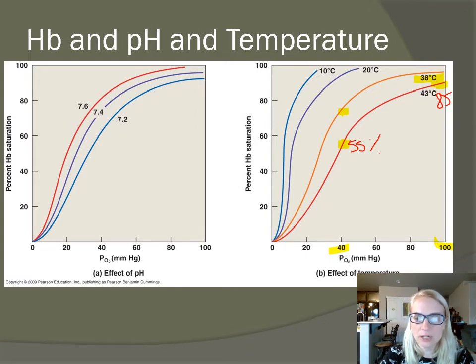And then if we take a look at our cold temperatures, 20 degrees is pretty darn cold. We reach 100% at like 40 partial pressure. So I'm just going to start here.